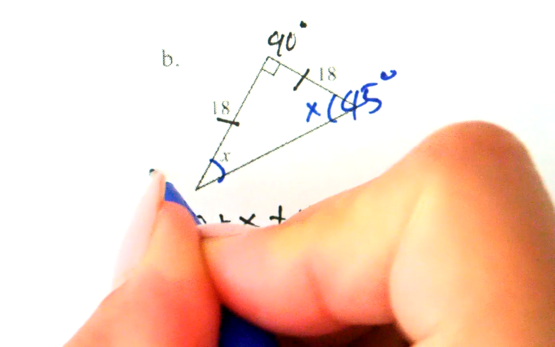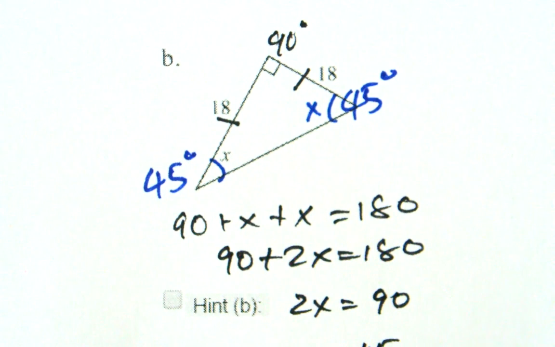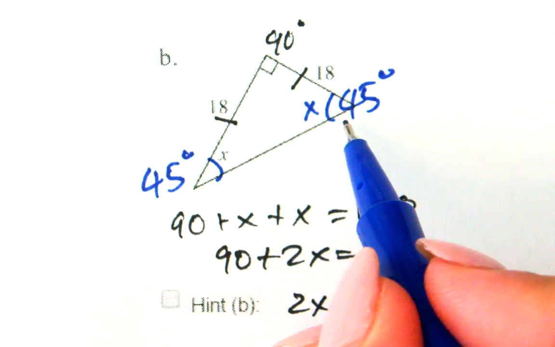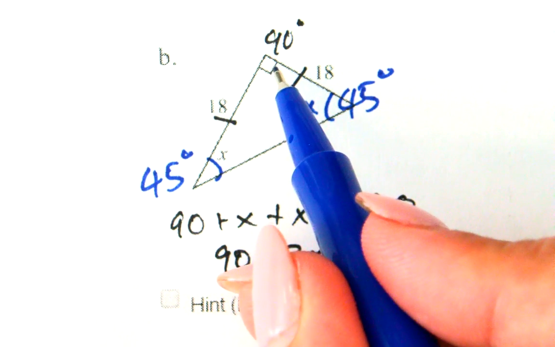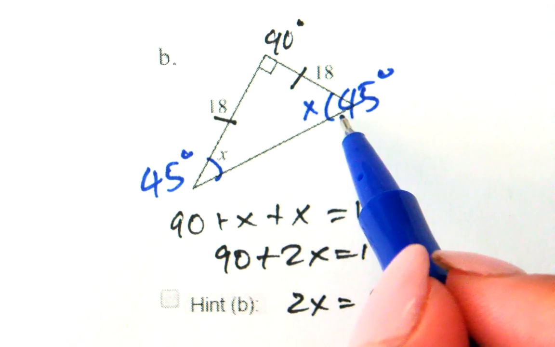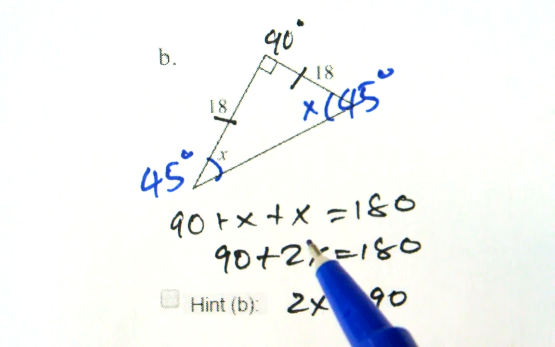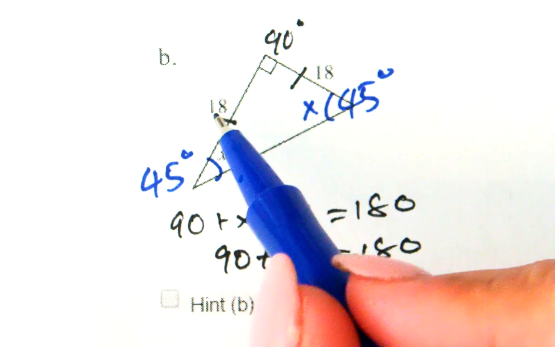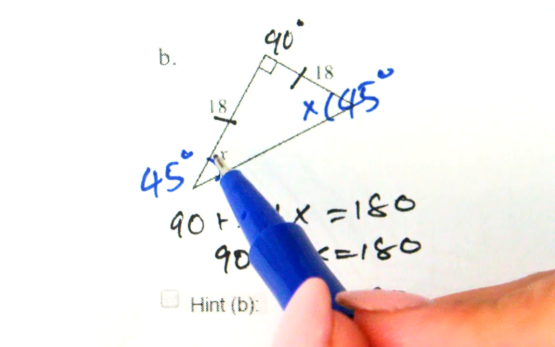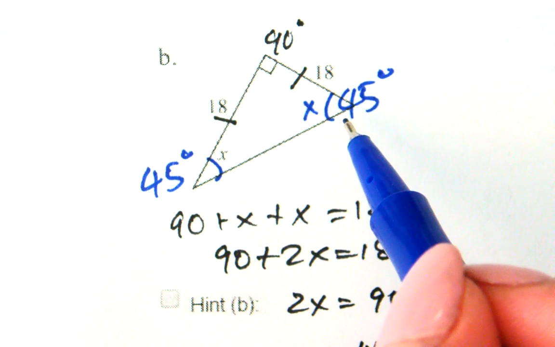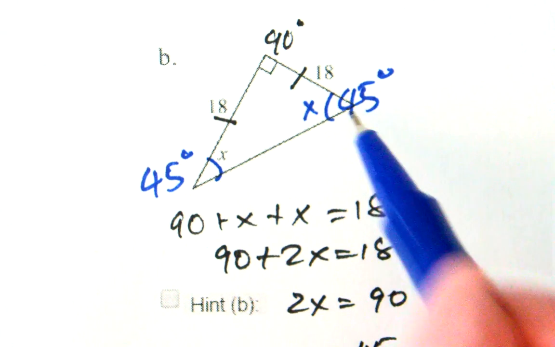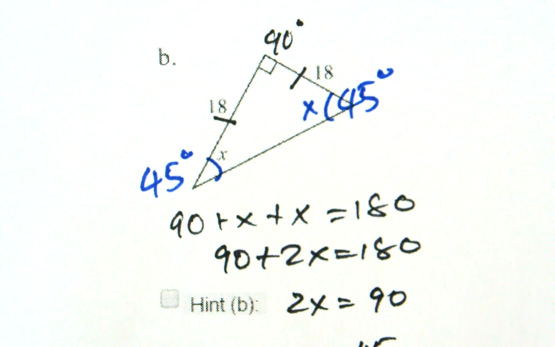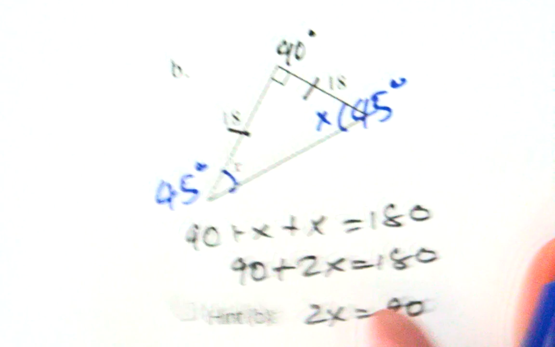There's no other option for us because they both have to be the same. You can't have 50 and 50 and 90. That will not add up to 180. You cannot have 60 and 60 and 90. That will not add up to 180. It's an isosceles triangle because 18 and 18 have to match up, so that means these two angles have to match up. Okay, so this one in part B has to be 45 degrees. All right, now let's go to A.